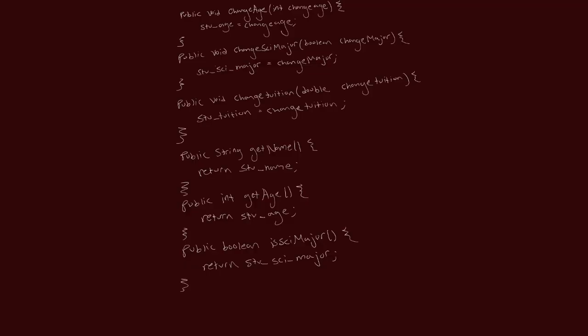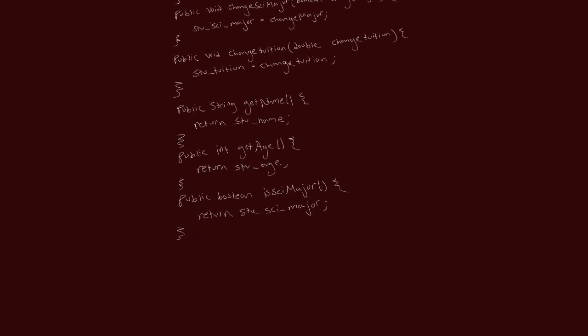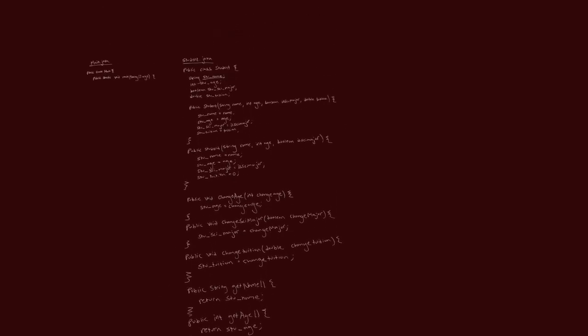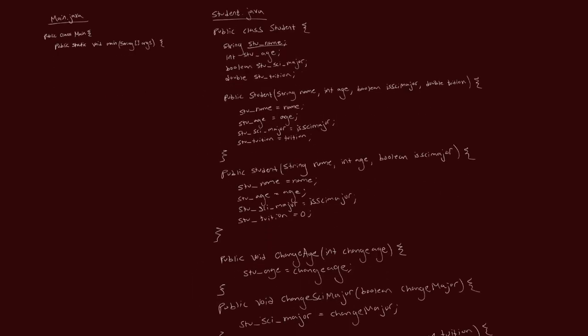And then finally, let's also check our tuition. So it'll be public double get tuition. So we return student tuition. All right, and then obviously let's end the class here. All right, so we pretty much made our class folder.